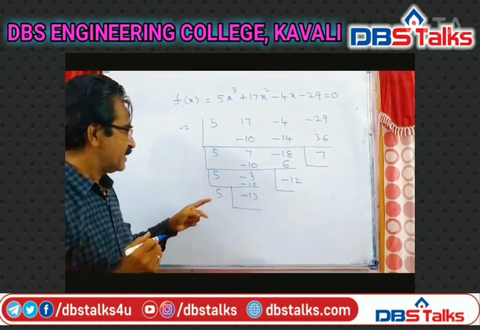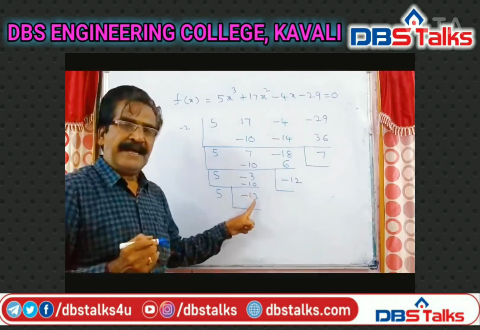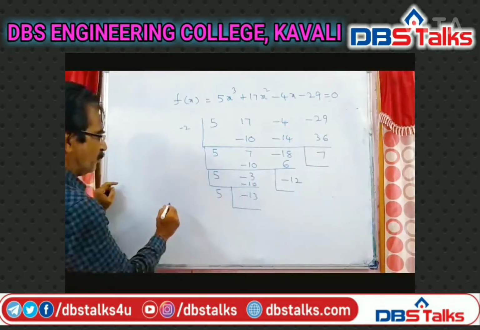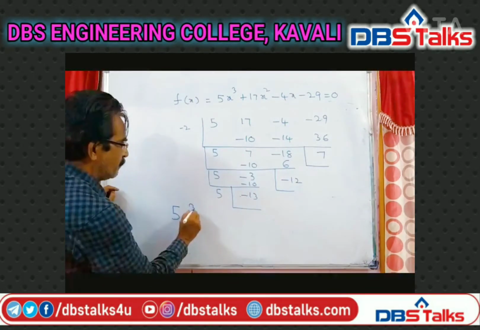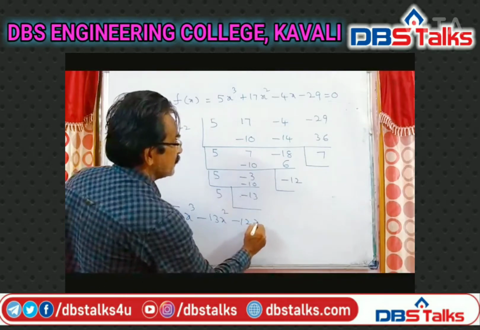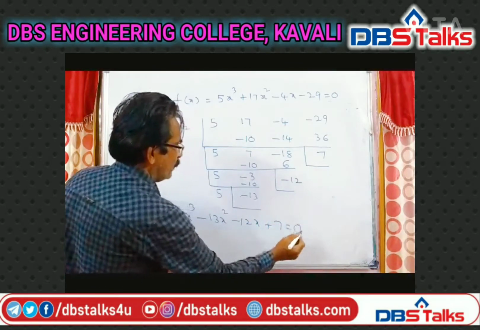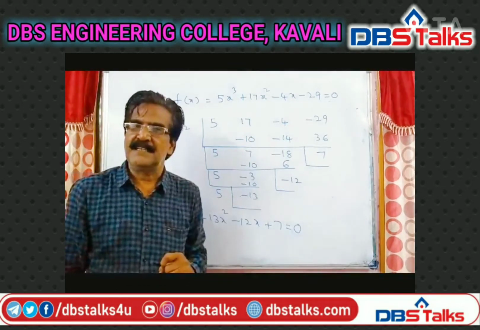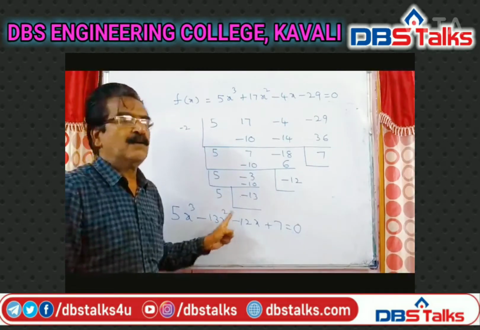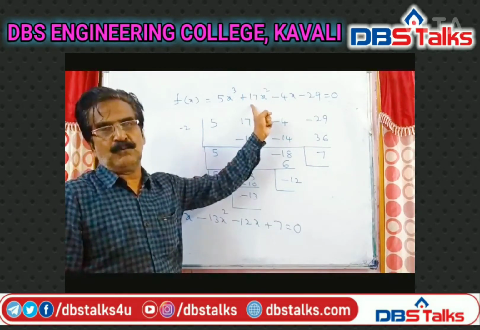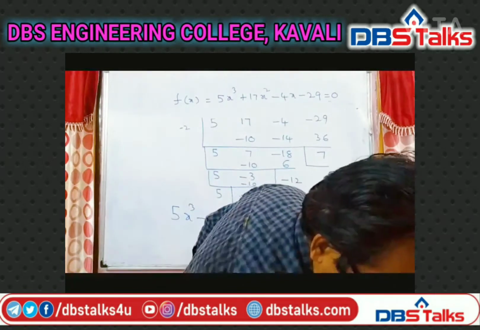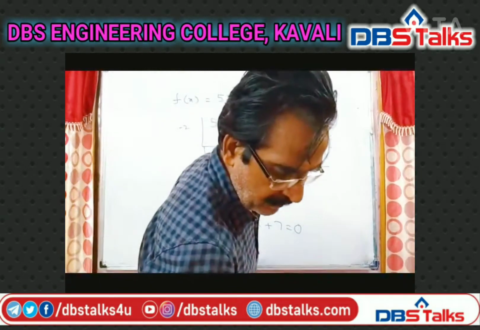Now the required equation is 5x cube minus 13x square minus 12x plus 7 is equal to 0. This is the required equation, friends. So this is the given polynomial, and this is the polynomial whose roots are increased by 2. Okay friends, we shall do one more problem, just the reverse of this.